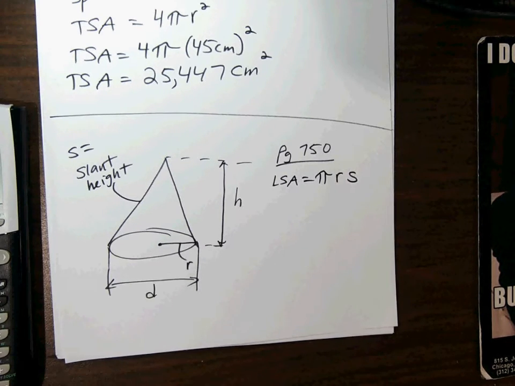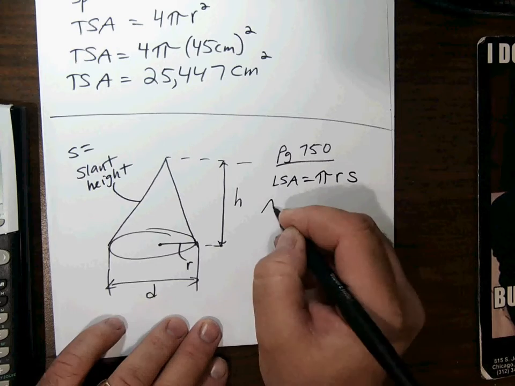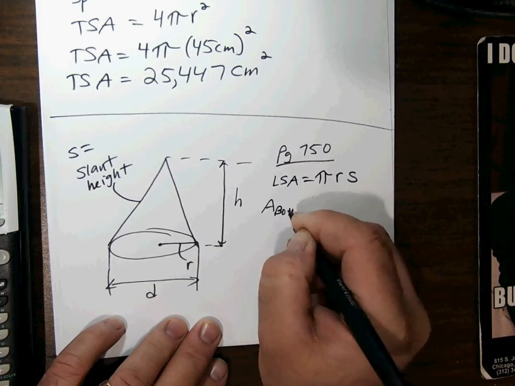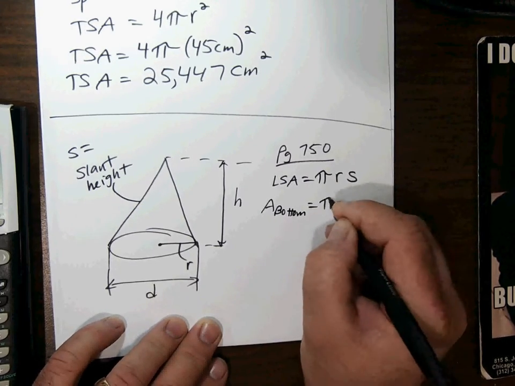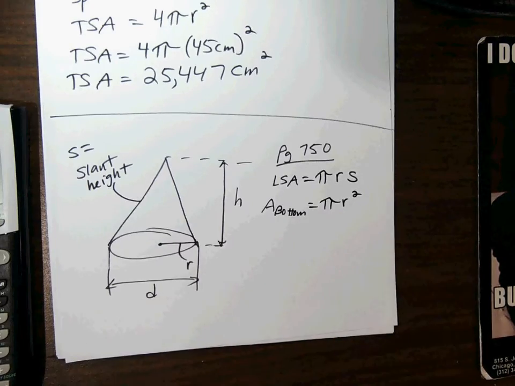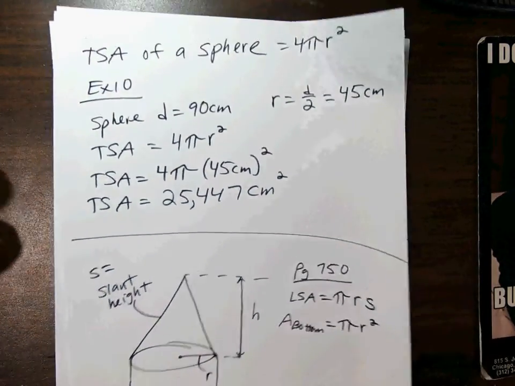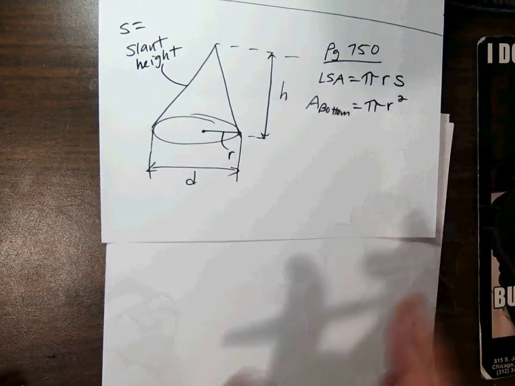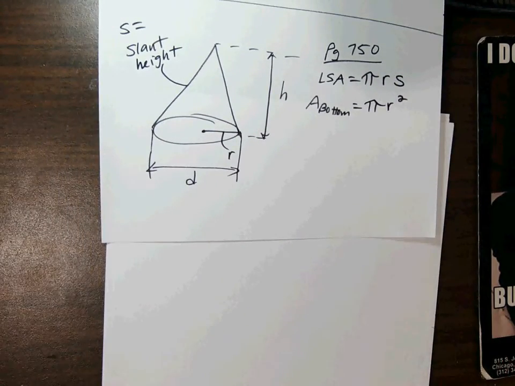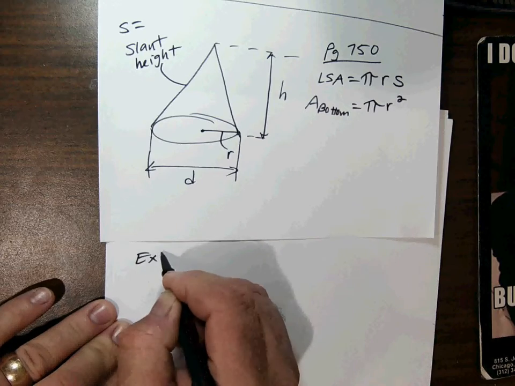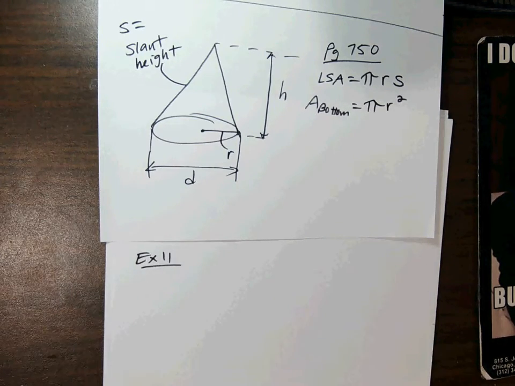and of course the area of the bottom is just a circle, so it's pi times radius squared. Okay, so to find the total area, we're going to need to piece those two things together, so let's do that. Example 11 says what? Find the lateral surface and total surface area of a cone that has a diameter of 8 centimeters.